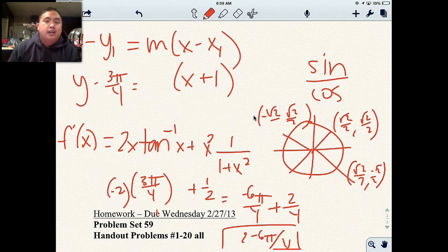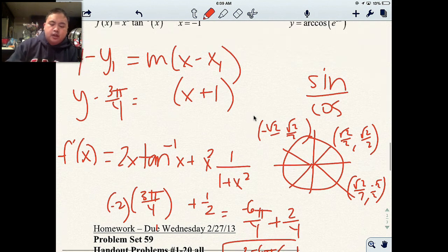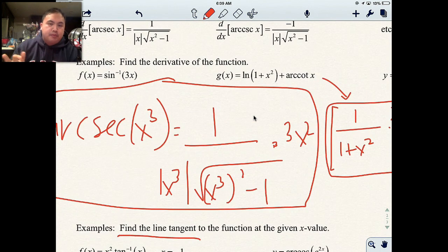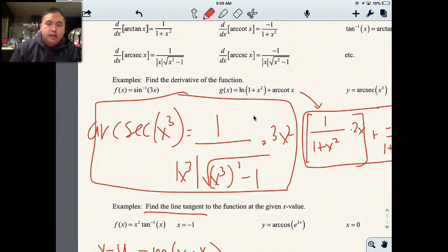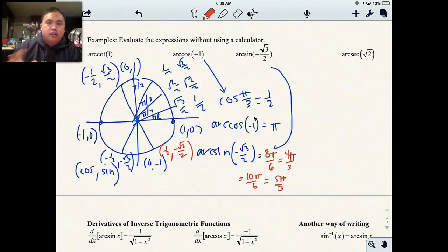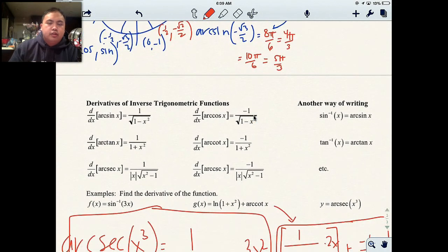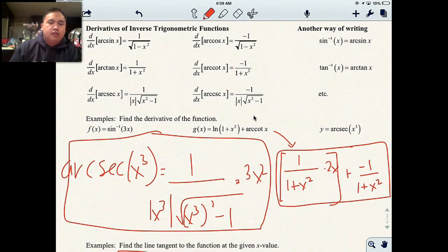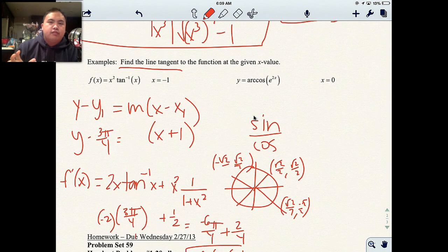So hopefully you understand derivatives of inverses. There's basically 3 pieces we went over: how to do it without a calculator, remembering the unit circle, memorizing this table to find the derivatives of different inverse functions, and lastly, doing it to find equations of lines that are tangent to the function.